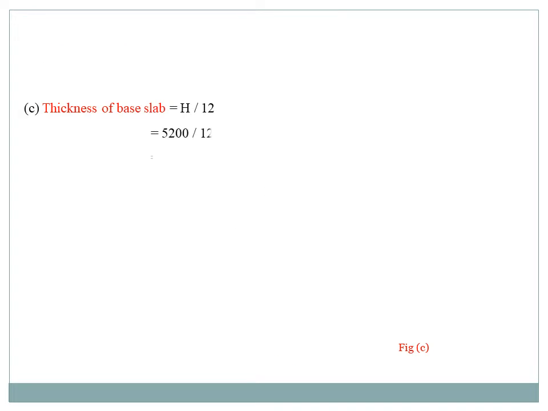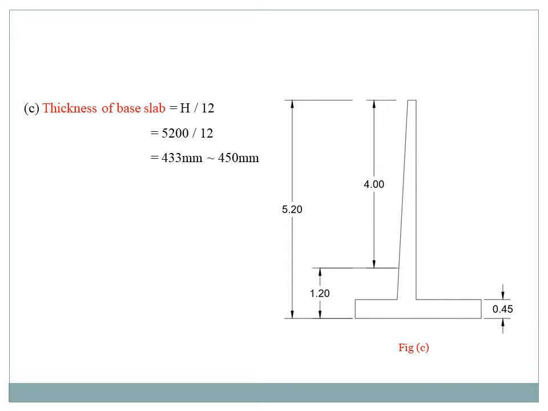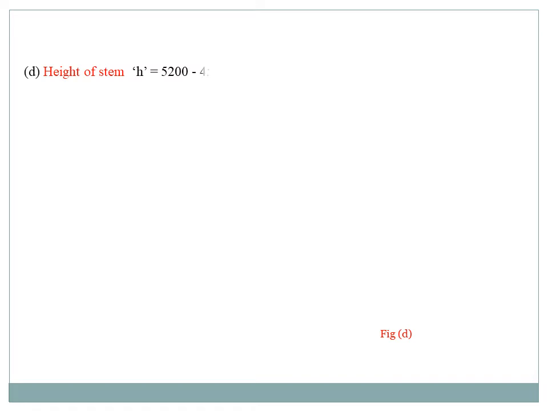The next, thickness of base slab. It is a simple formula, equal to capital H by 12. Capital H means overall depth of wall, which we know is 5.2 meter. So 5200 mm divided by 12, we get 433 mm. We can take a rounded-off value of 450 mm. So just mark the values in our diagram, 0.45 meter.